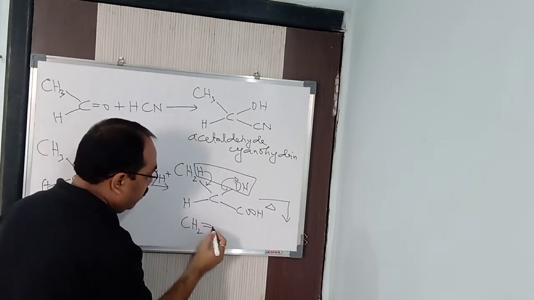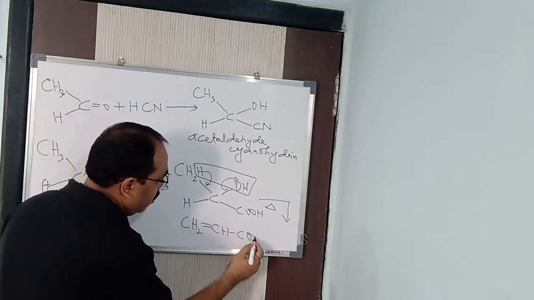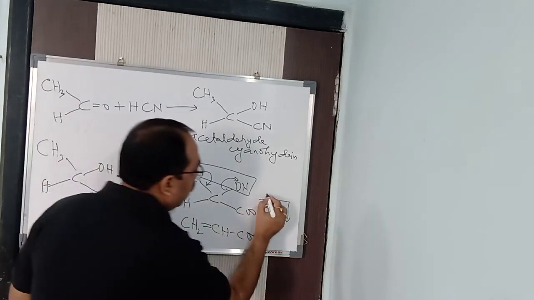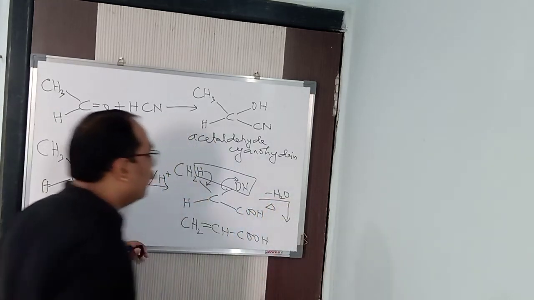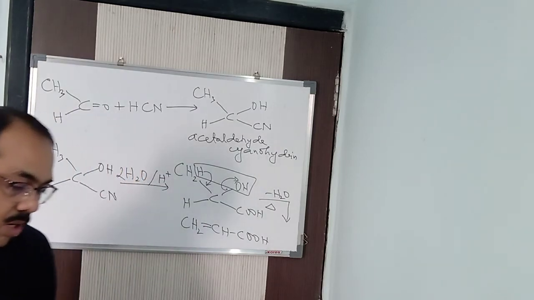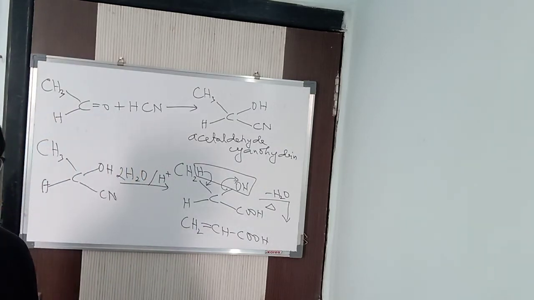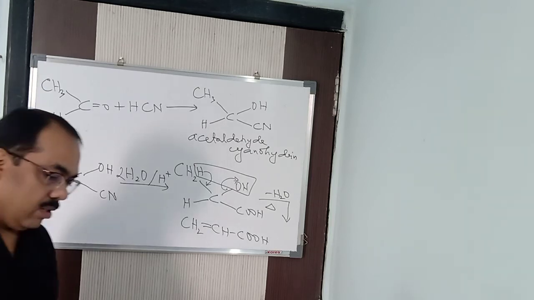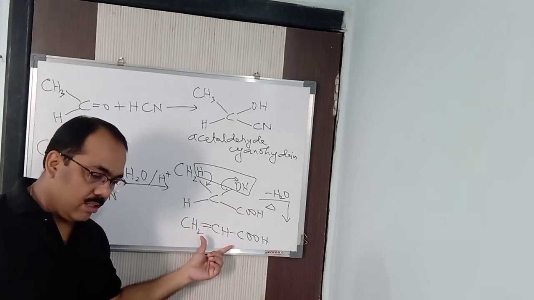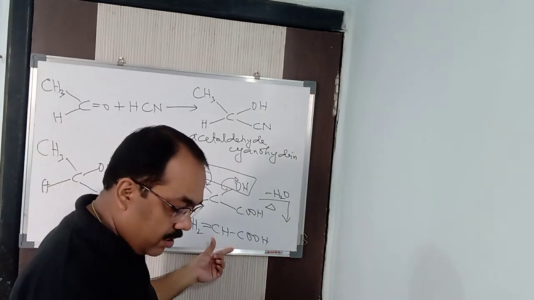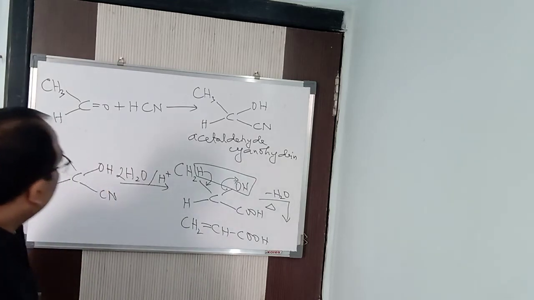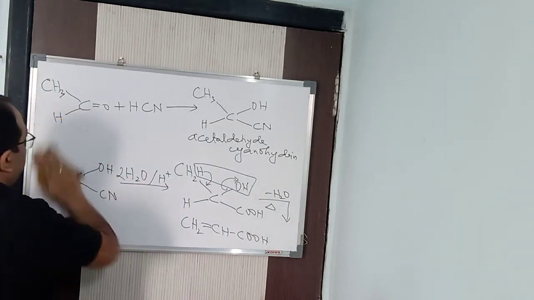So CH2 double bond CH single bond COOH. You will be getting it this way, minus water. Clear? So what is this compound known as? It is known as allylic acid, or we can also call it acrylic acid. That is acrylic acid, or allylic acid, you will be getting in this manner. Fine. So this is the reaction with cyanohydrin.